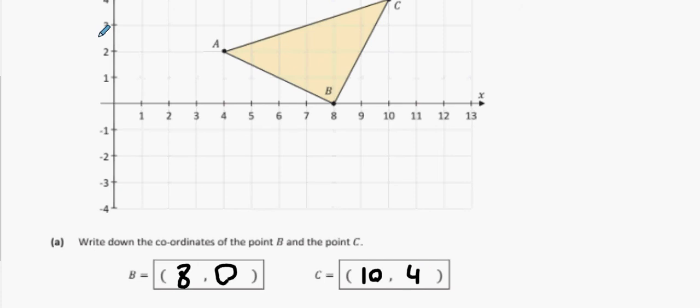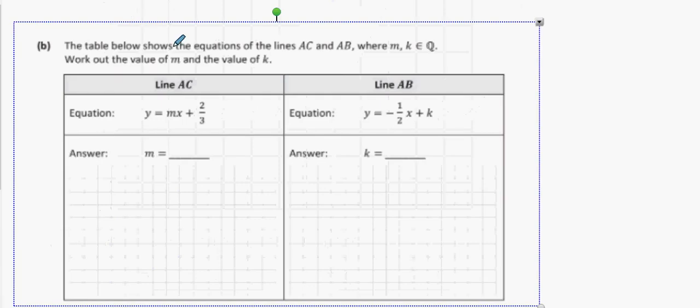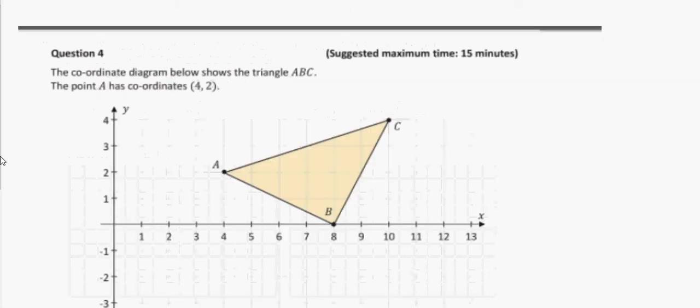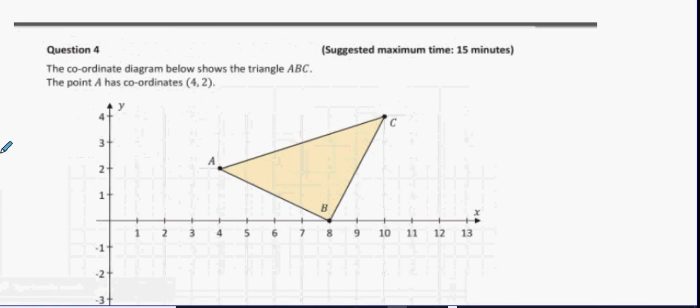Okay. Next part. The table below shows equation of the lines AC and AB, where M and K are integers. Work out the value of M and the value of K. Alright. Let's go to the line AC. Everybody happy with the line AC? Now let's find the slope of the line AC. Now what is the slope of the line AC?